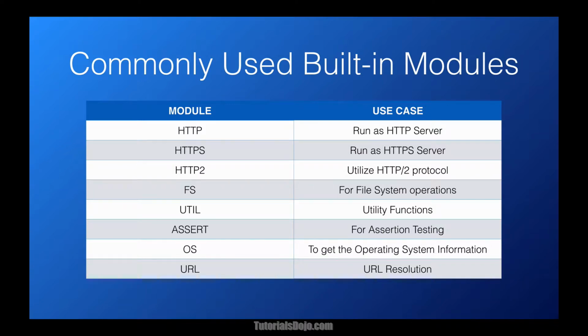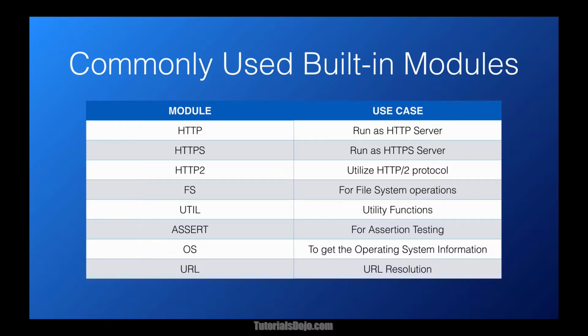In Node 8 and Node 9, the new HTTP/2 is introduced to be able to use the HTTP/2 protocol in your Node.js app. The FS, or the file system module, is basically used to read and write files in your local server. The util module, or utility module, contains the commonly used utility functions that you can use in your application. For testing purposes, Node.js has a built-in assert module for assertion tests.